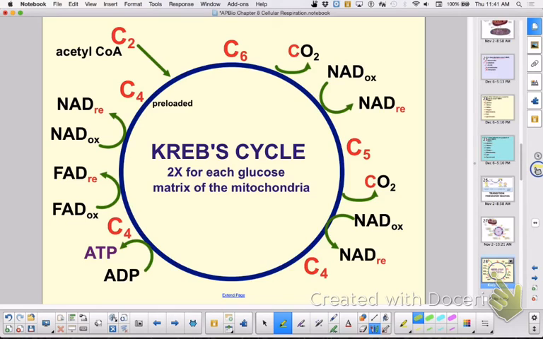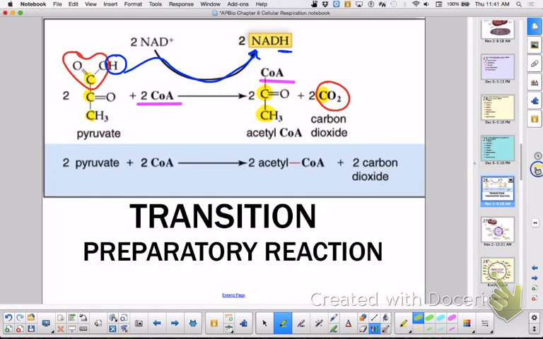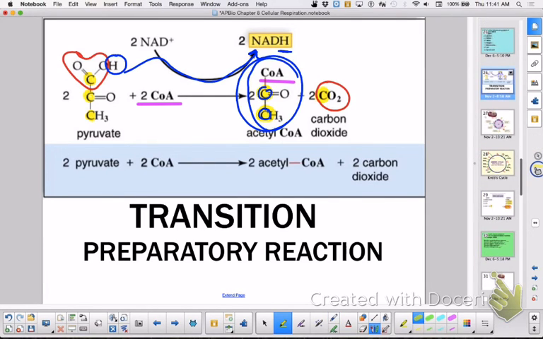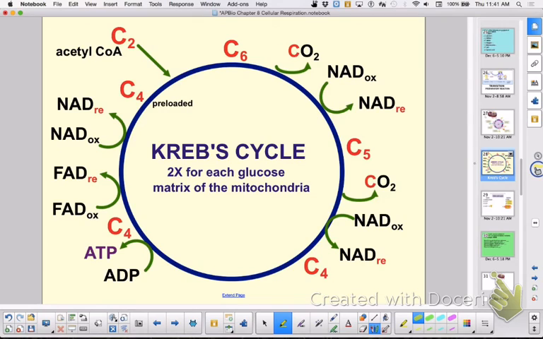You ready for this? 2 acetyl-CoAs. Now I have just written it as C2. You know it actually looks like this, right? This is the 2 acetyl-CoAs that are right here, yeah? And how many carbons do they have? 2. So that's why I'm just saying here, C2. This cycle is easier than your other one, just in case you're wondering.